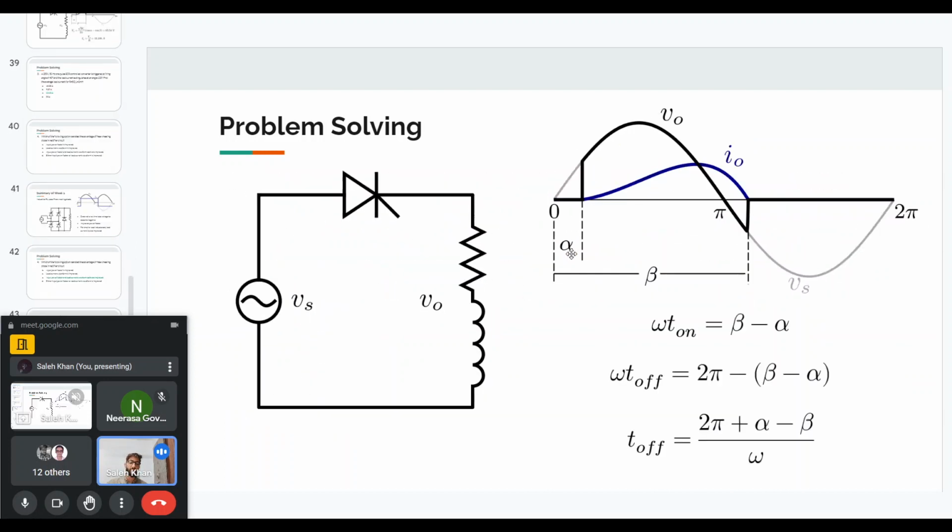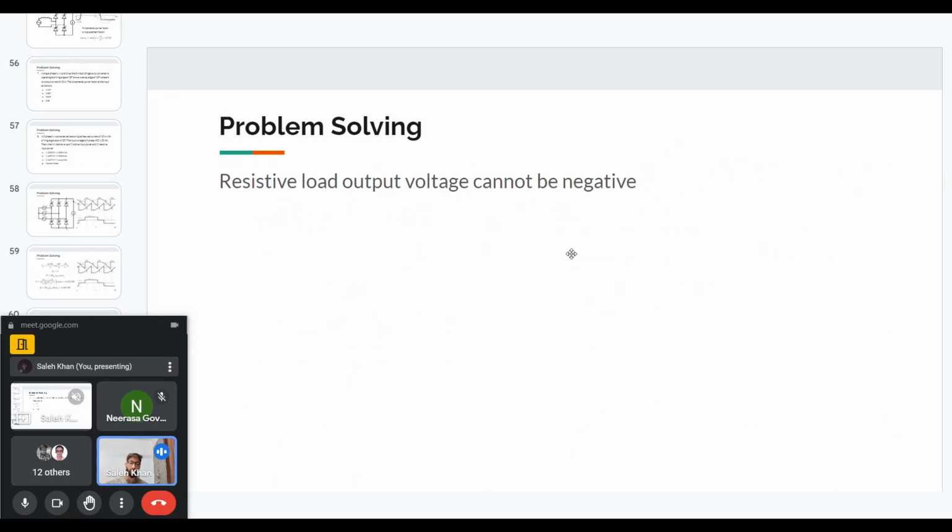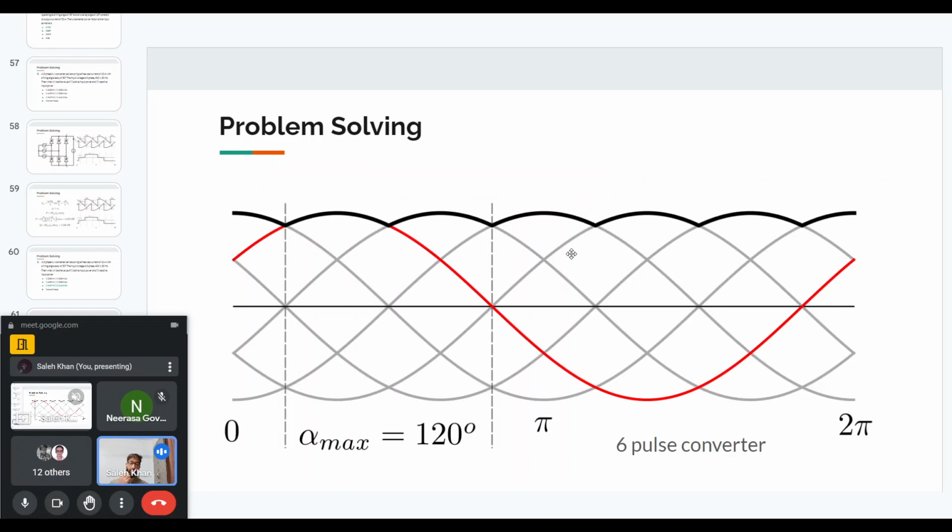Now the question is asking about a 12 pulse converter. Before 12 pulse, we can see what will happen for a 6 pulse case. This is the 6 pulse case. The alpha starts from the left line. And as you can see, again because of a resistive load, we cannot have a negative voltage. So the alpha max for a 6 pulse case can be a maximum of 120 degrees, because after 120 degrees the output voltage will just become zero.